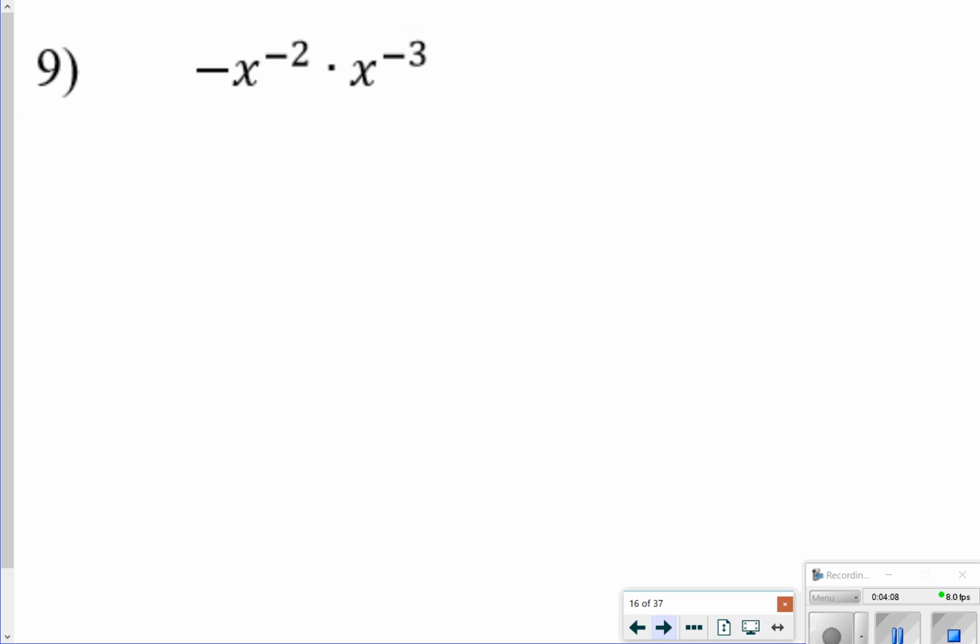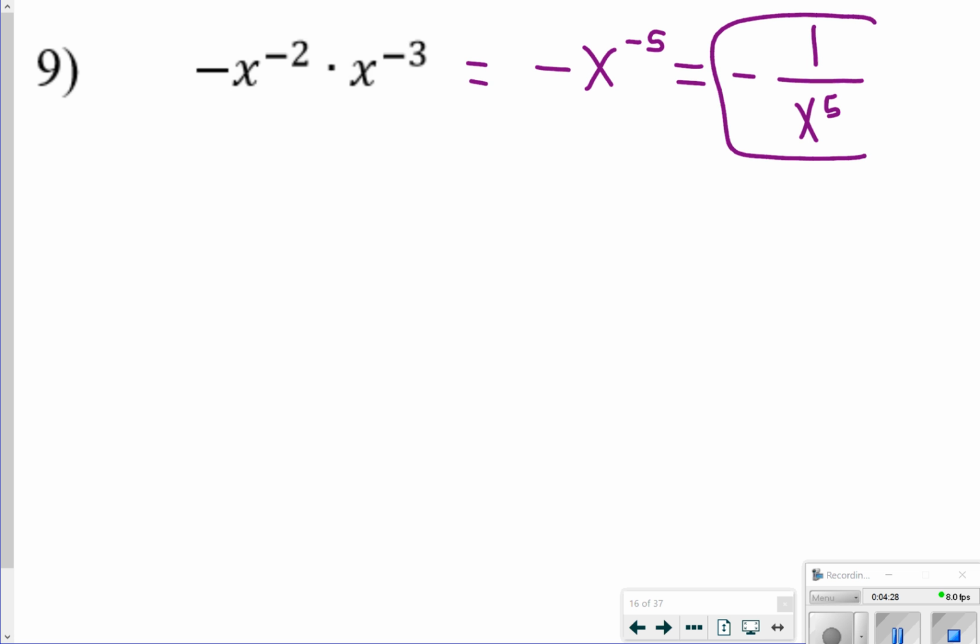Number 9, both of these are negative exponents. You can go ahead and combine them first. You would get negative x still, because you're multiplying a negative times a positive, to the negative 5th power, because that's negative 2 plus negative 3. And then to make that a positive exponent, we would just put that on the bottom, so we would get negative 1 over x to the 5th as our final answer for number 9.